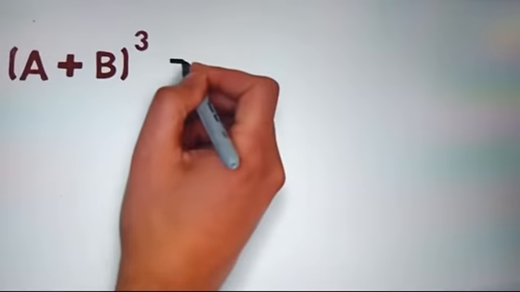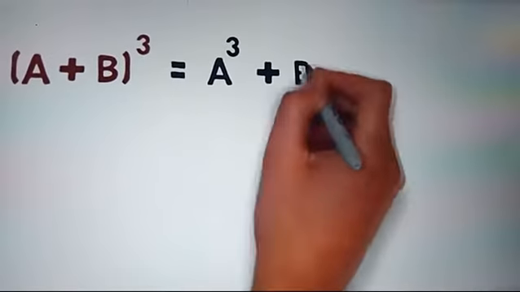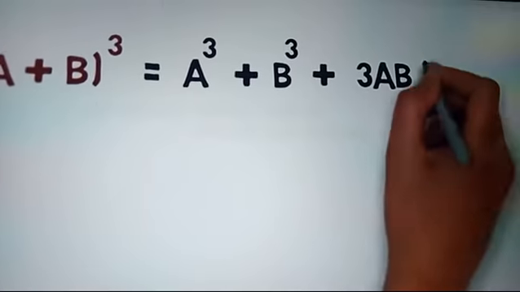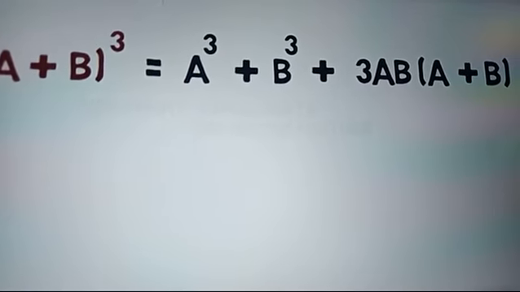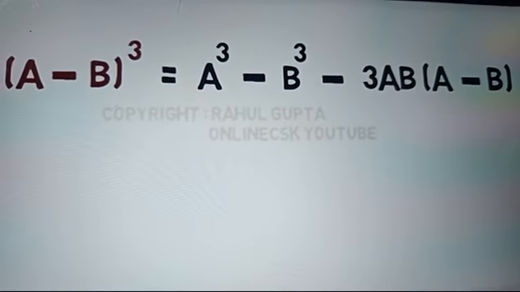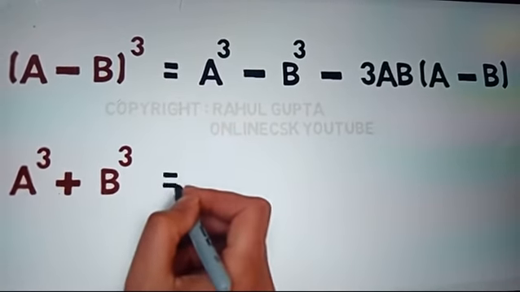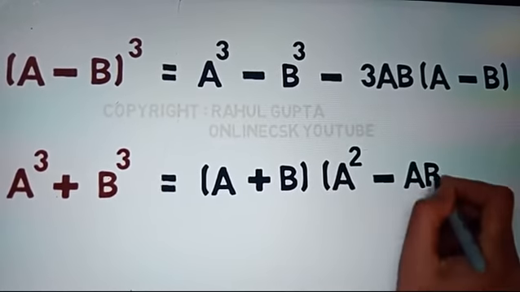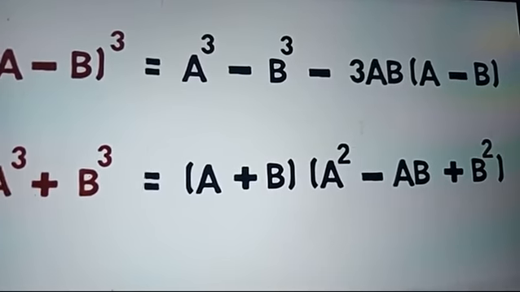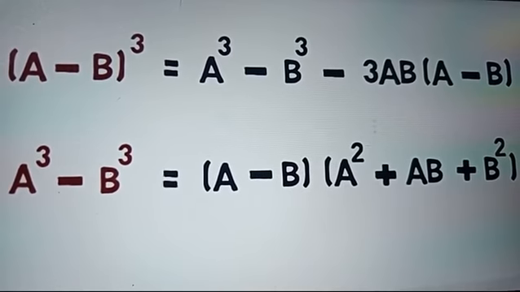My dear friends, now let's try to figure out the cube of (a + b). (a + b)³ is equal to a³ + b³ + 3ab(a + b). If I consider this with a negative sign, the expression would become like this. In the same way, the cubic expression can be written as a³ + b³ = (a + b)(a² − ab + b²). This is another form of writing this. Now if you change the sign of a³ + b³ to a³ − b³, the expression would become like this.